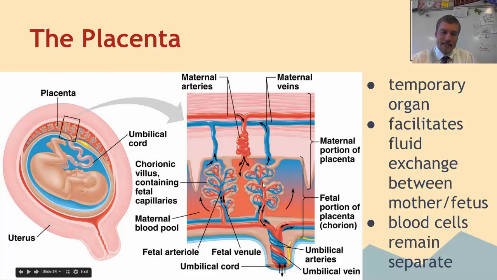So what happens is that you have these capillaries that are formed from the fetus, and they are there to help increase surface area, as we talked about before. And the mother's blood is actually just let out into this space where these capillaries are located, and then it is drawn back in. So it facilitates the exchange across that barrier. Again, the blood cells themselves actually remain separate.